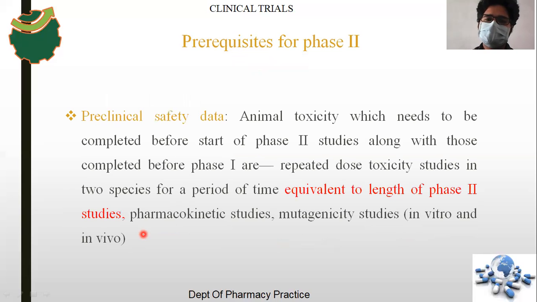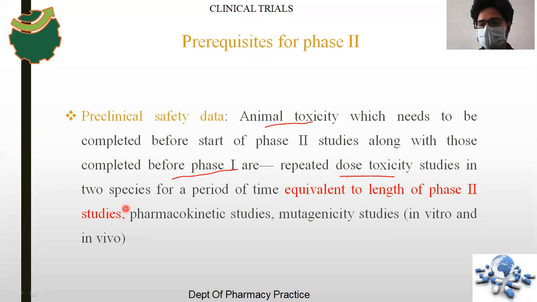Okay. Next one, just like that, your prerequisite for phase 2 is animal toxicity studies, which need to have been completed before phase 2, and the data from phase 1. These are the two prerequisites we need before we start phase 2, like the toxicity studies, like repeated dose toxicity studies in animals in 2 different species. For a time equivalent to the length of phase 2 studies, means if you are using a drug in humans for 1 month, the toxicity test in animals should be done for 3 months or more than 3 months.